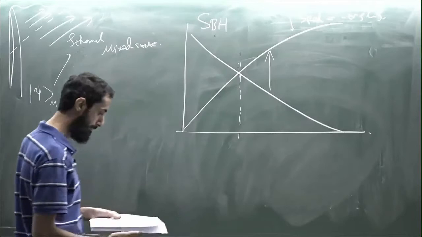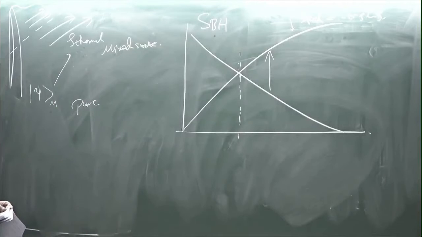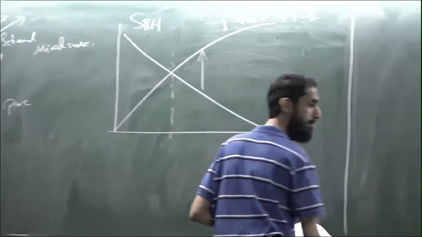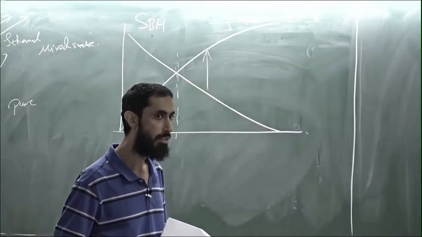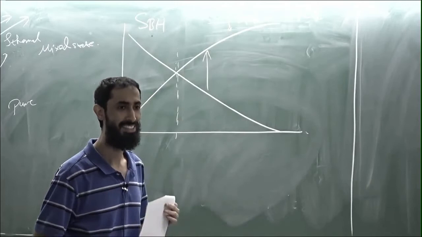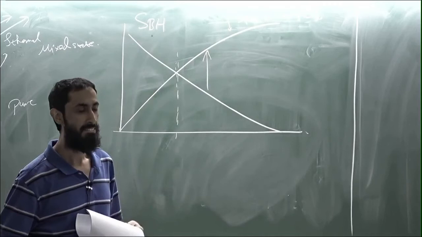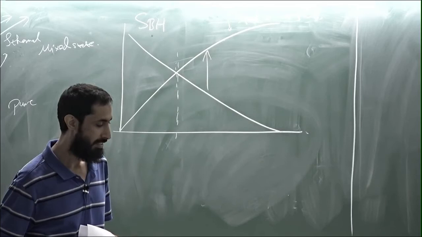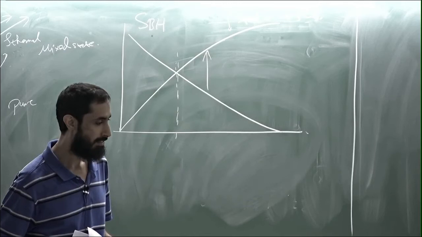And I claim that the same thing happens to this black hole. This is a paradox only if you don't think carefully about gravity. You get a paradox by not thinking carefully about gravity, but the moment you do, the idea is that the region outside is entangled with the region inside.